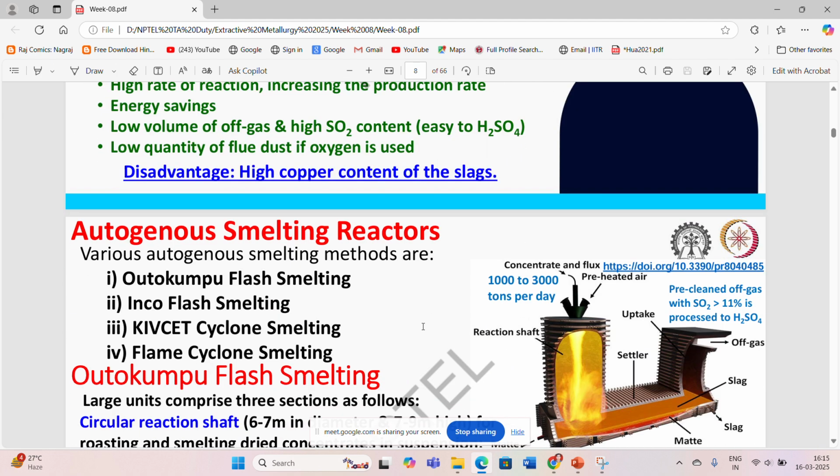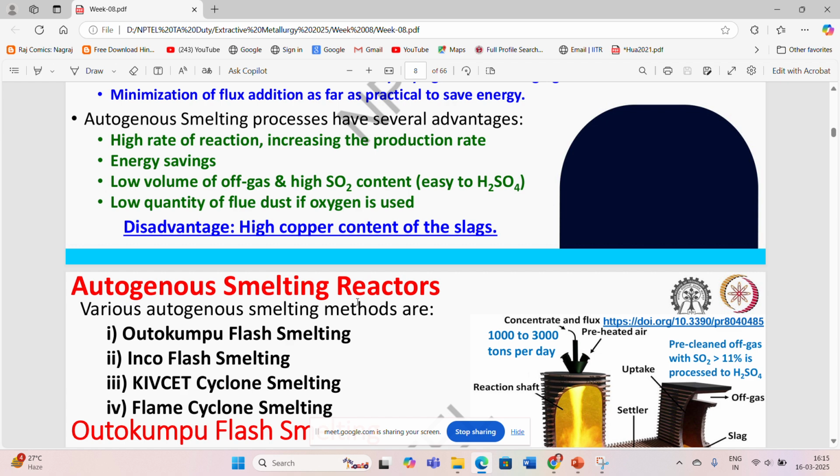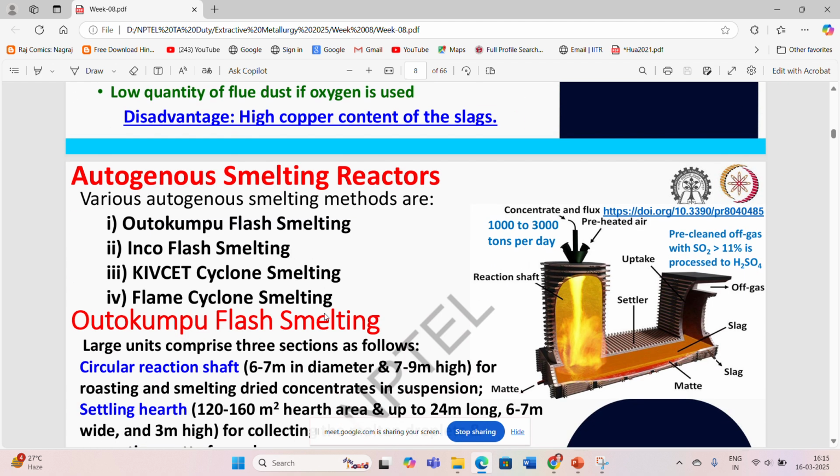Then there are some disadvantages like high copper content of the slag. The slag generated during this autogenous process will contain the high copper content. So we are going to lose some copper metal inside the slag phase, which needs to be recovered from that slag phase via separate processing.